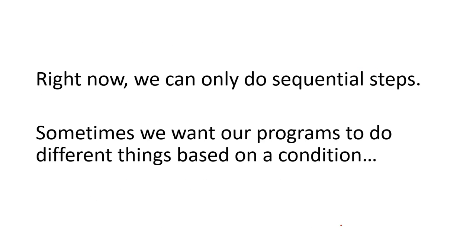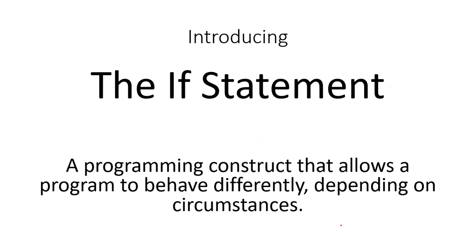So now, as of right now, when you're writing a program, we can only do sequential steps. We can't skip around, and sometimes you just want your program to do different things based on a condition. Like if the user types this in, I want this to happen. But if they type this in, I want this to happen. That is unavailable to us as of yet. But today we're going to talk about the if statement. An if statement is a programming construct that allows a program to behave differently depending on circumstances. So depending on what the user types in, we can make certain things happen rather than others.